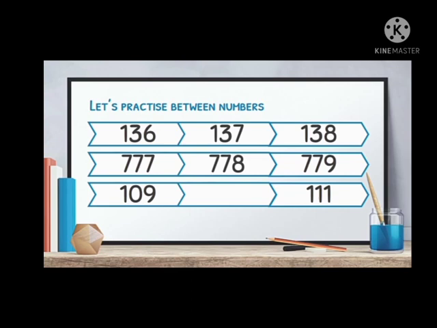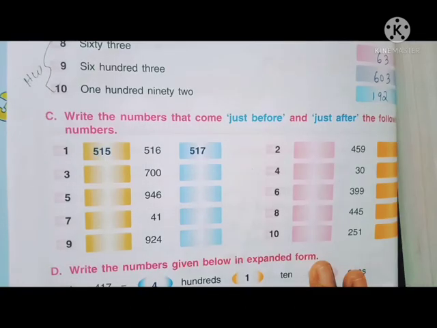Next we have 109, 111. In between which number will come? Can you say which number is in between 109 and 111? We have 110. In between 109 and 111 we have 110. Okay. So what we recalled today: before number, after number and between number. Okay, dear children, we already recalled what is just before and just after number.